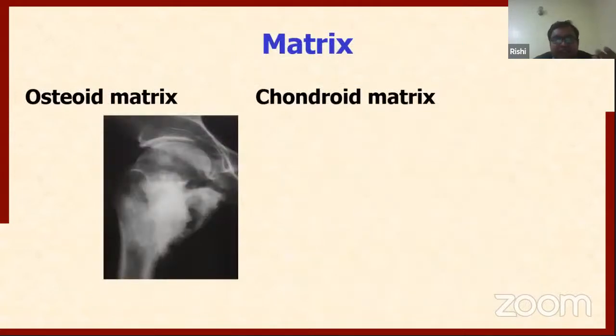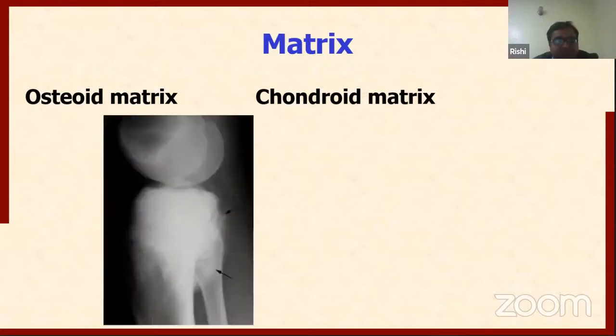When we see a lesion there, we need to look at the matrix. Matrix gives us the idea of the origin of the lesion, whether the origin is osteoblastic or chondroblastic or fibrous. Now, if you see a dense ivory homogeneous blastic matrix, which is called osteoid matrix, it is a feature of osteoid lesions like osteosarcoma.